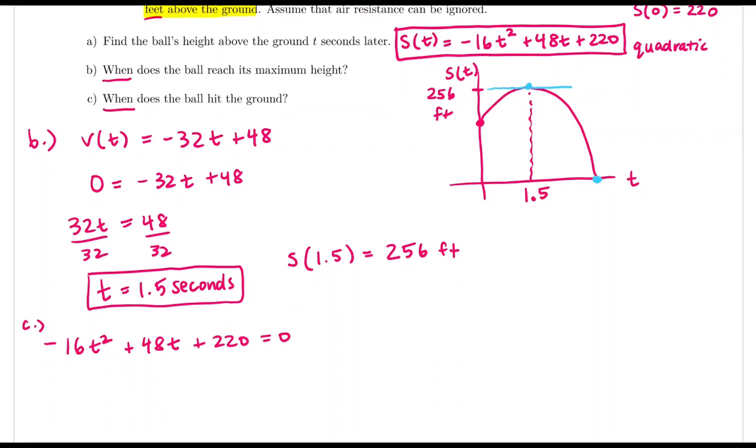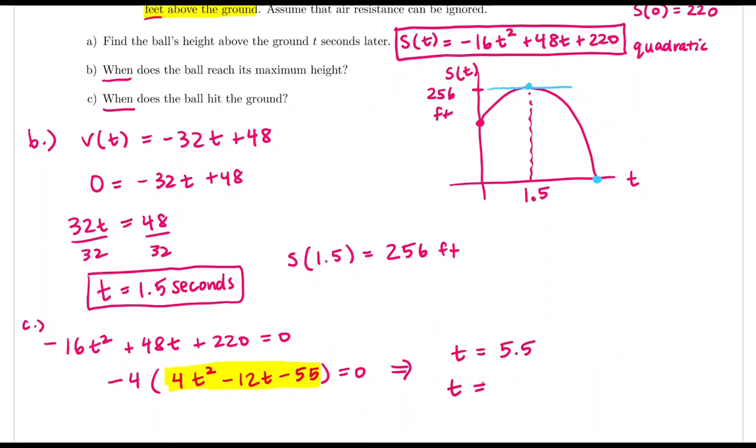Now, I can factor out a negative 4 from every term. That would leave me with 4t squared minus 12t minus 55 is equal to 0. And I can divide both sides by negative 4, and I can just use the quadratic formula on the thing that's inside the parentheses. If you use the quadratic formula, you end up getting two solutions: t is equal to 5.5, and t is equal to negative 2.5.